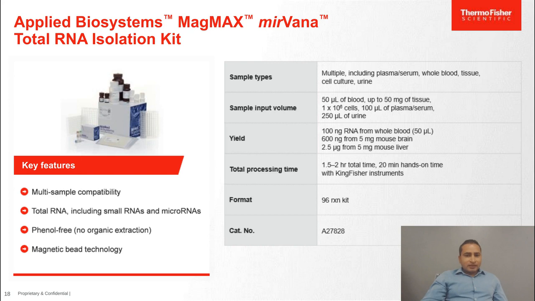With the magnetic bead-based purification, you can scale from processing 6 to 96 samples at once when combined with the KingFisher instruments, which could be KingFisher Duo, KingFisher Duo Prime, KingFisher Flex, or KingFisher Apex. Alternatively, you can also process your samples manually with the magnetic stand.